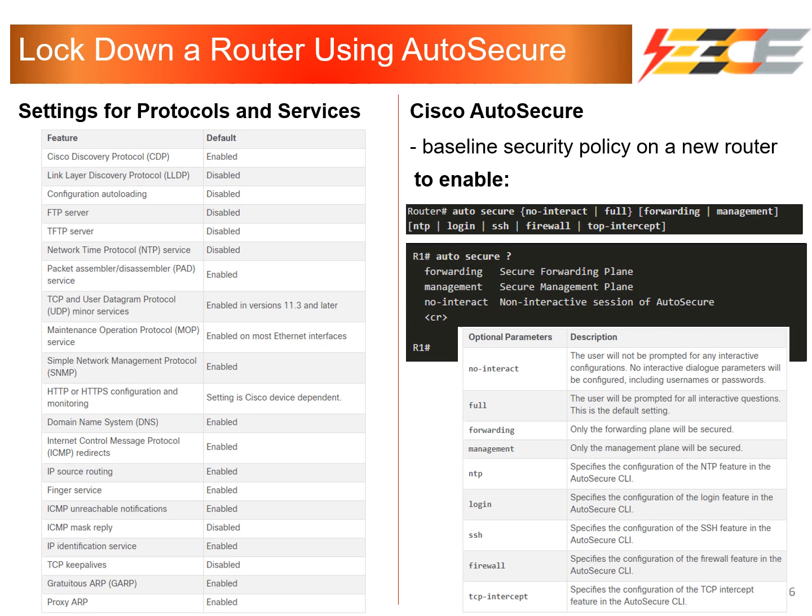For Cisco AutoSecure, it is the baseline security policy on a new router. AutoSecure can lock down the management plane functions and the forwarding plane services and functions of a router. It is often used in the field to provide a baseline security policy on a new router. Features can then be altered to support the security policy of the organization. To enable, you just have to type AutoSecure and then choose from the parameters shown below for the security policy that you want to implement.